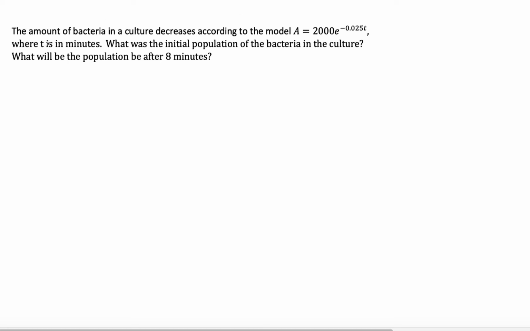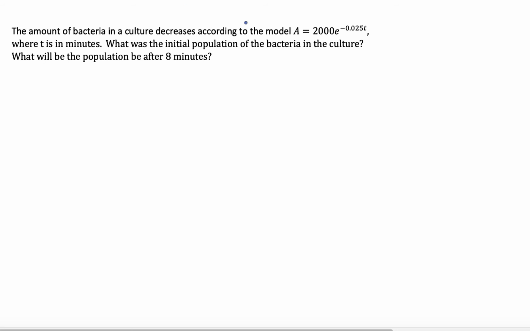All right, so here the question is that the amount of bacteria in the culture decreases according to the model A equals 2000 e to the negative 0.025 t power, where t is in minutes. So the question is, what was the initial population of the bacteria in the culture, and what will the population be after 8 minutes? So there's two different questions here we want to answer.